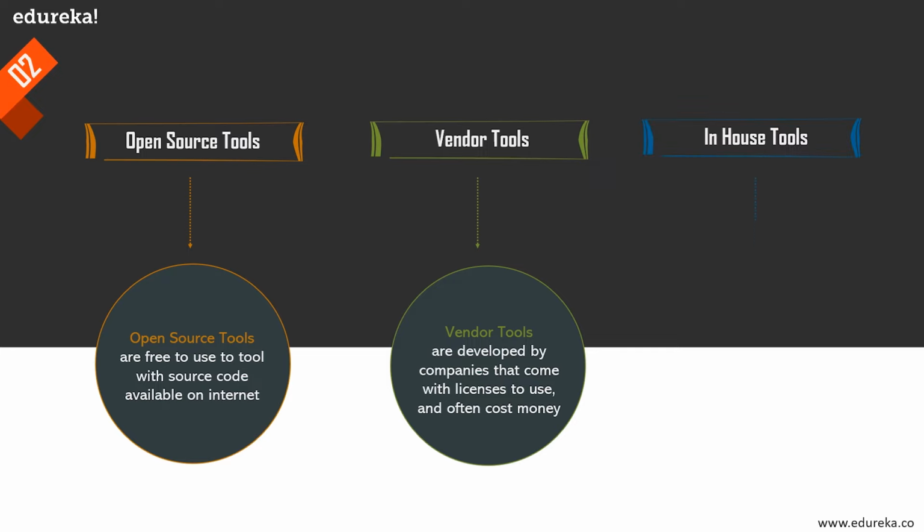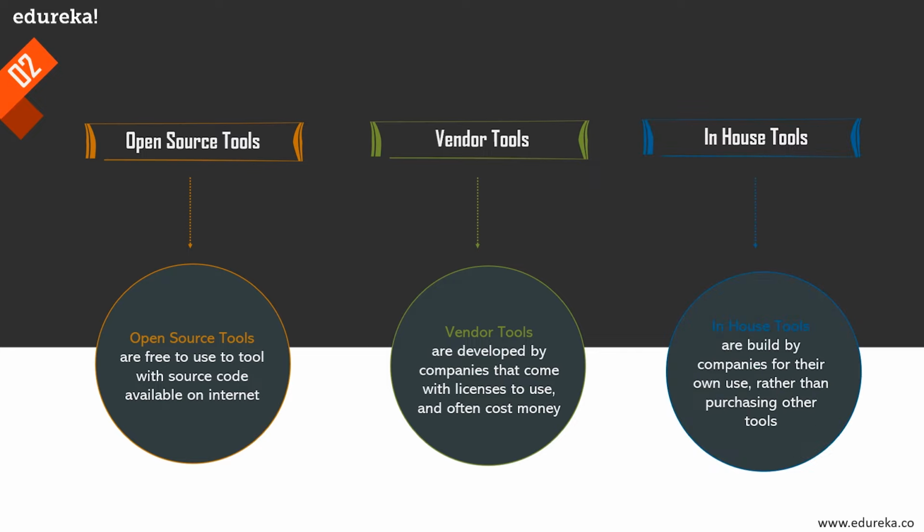And lastly, we have something called in-house tools. An in-house tool is a tool that a company builds for its own use rather than purchasing vendor tools or using open source tools. For example, Microsoft developed so many test tools for their internal use. Then you have IBM, which has developed so many test tools for internal use. And the same goes for Oracle Corporation as well. So basically, in-house tools are something that companies develop for their own use rather than purchasing vendor tools or using the free open source tools available on the internet.